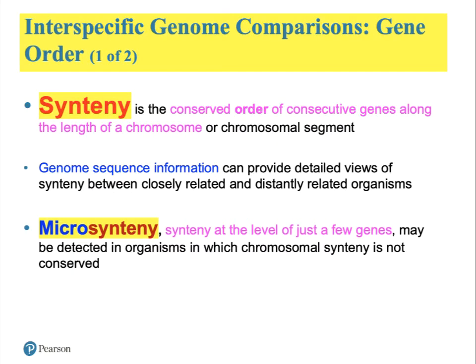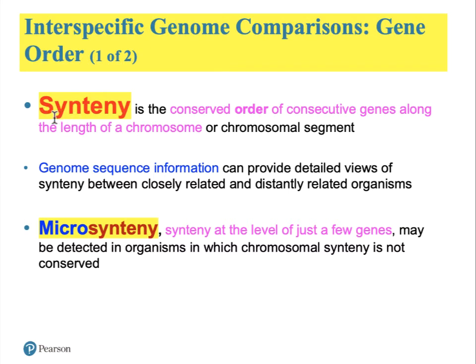Let's move on. The next genetic term that we need to be familiar with is the word synteny. Synteny simply tells us that there's a conserved order of genes along a piece of chromosome. So if A, B, C, D exist in a chimpanzee, then A, B, C, D will also exist in the same order in a human. That would be then synteny.